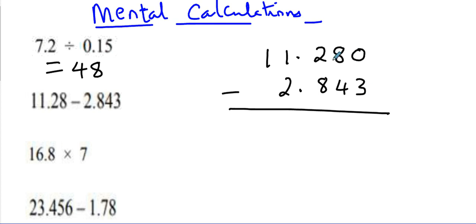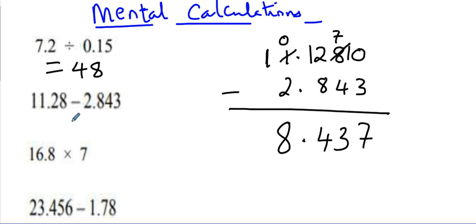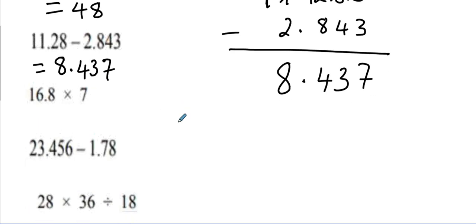0 minus 3 is not possible, so take 1 from here. The remainder becomes 7. The number becomes 10. 10 minus 3 is 7. 7 minus 4 is 3. 2 minus 8 is not possible. Take 1 from here, here remains 0. This number becomes 12. 12 minus 8 is 4. 0 minus 2 is not possible. Take this one, so it becomes 10 minus 2, this is 8. So the answer will be equal to 8.437. I hope that helps.